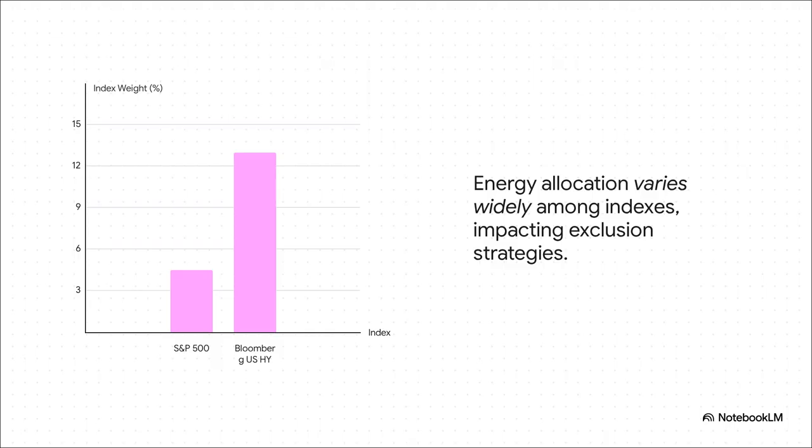Now, check this out, because this is where it gets really interesting. If you're running an S&P 500 equity fund, kicking out the energy sector might not feel like a huge deal. It's less than 5% of the index. But then look over at the high-yield bond market. Whoa. The energy sector makes up a massive 13% of that index. And you know why? It's because a lot of the smaller energy and pipeline companies lean heavily on the debt markets to get capital. So a simple exclusion here isn't just a little tweak, it's a major strategic bet.